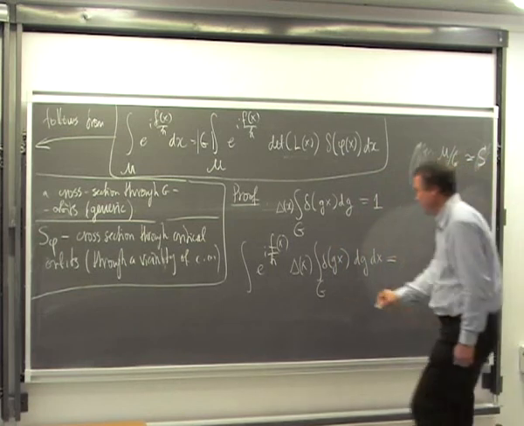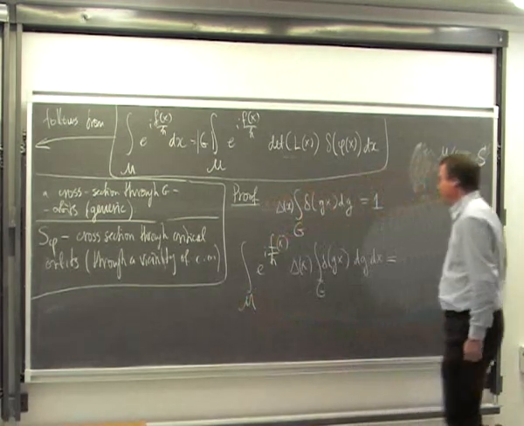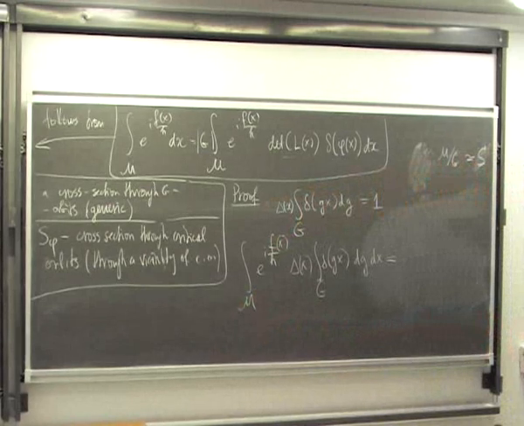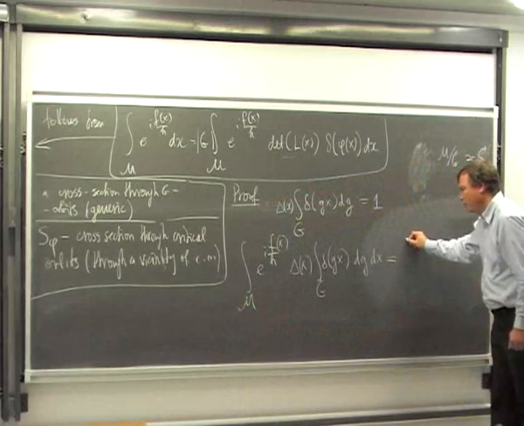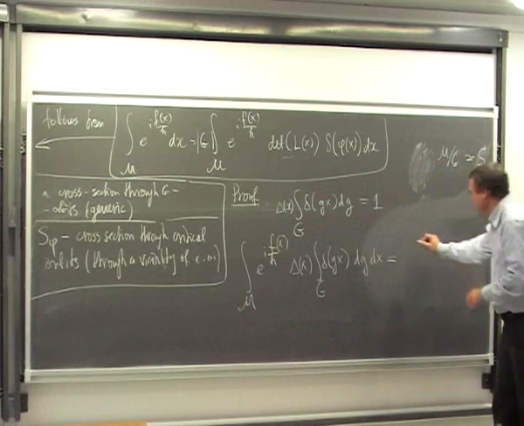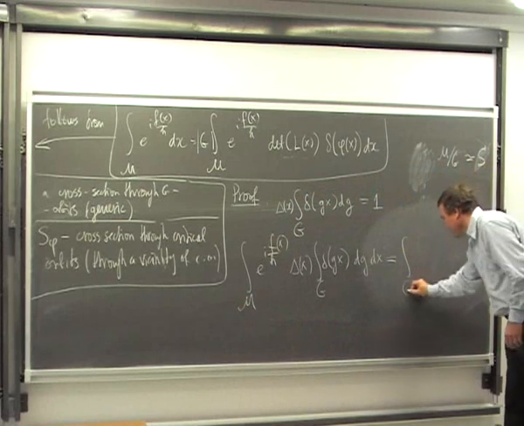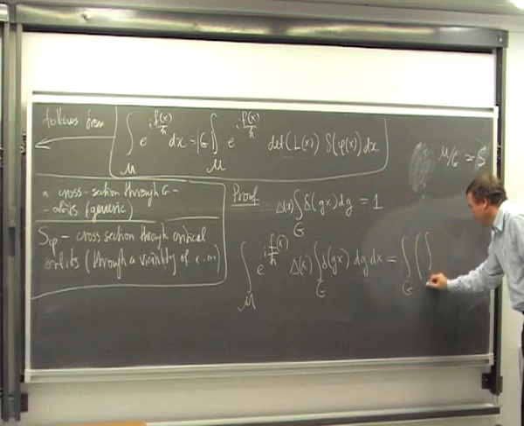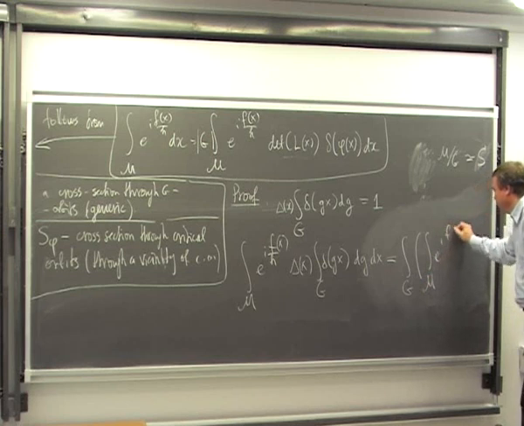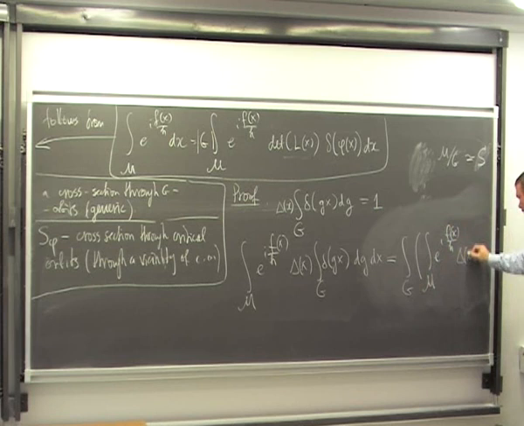and then we change the order of integration. So it's f of x h del x delta gx dx.